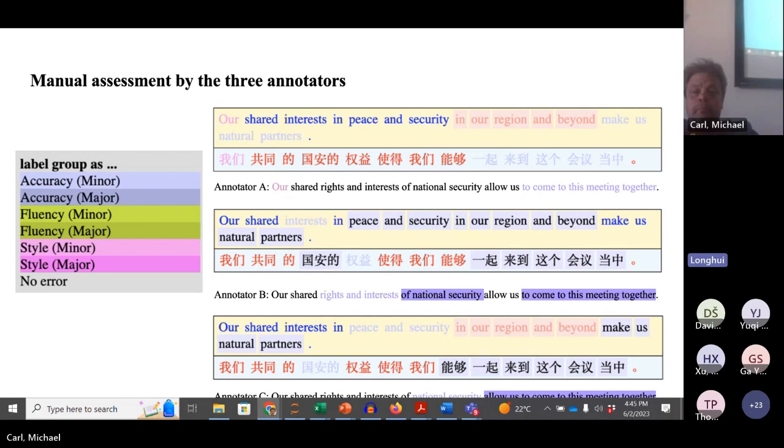So here we have the same source text and target text annotated by three different annotators. We can see that for the same pair of source text and target text, the annotators can annotate very differently. For example, the source text is: our shared interest in peace and security in our region and beyond make us natural partners. For the target text, I put the literal translation here so you can understand it if you don't know Chinese, which means: our shared rights and interests of national security allow us to come to this meeting together.